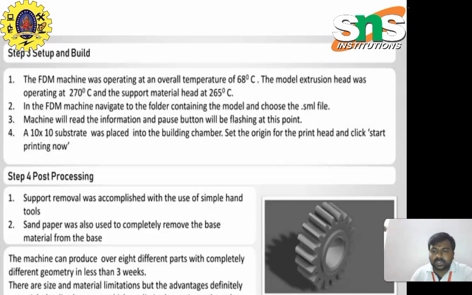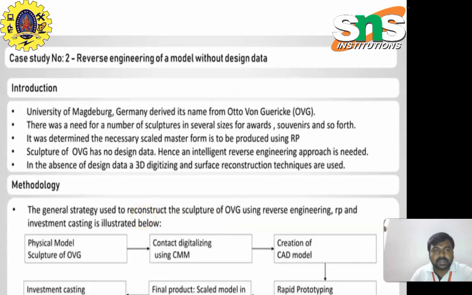Then the final step is the post processing step. In the post processing step, the support removal was accomplished with the use of simple hand tools. Sandpaper was also used to completely remove the base material from the base. The machine can produce over 8 different parts with completely different geometry in less than 3 weeks. There are size and material limitations, but the advantages definitely help the final product.